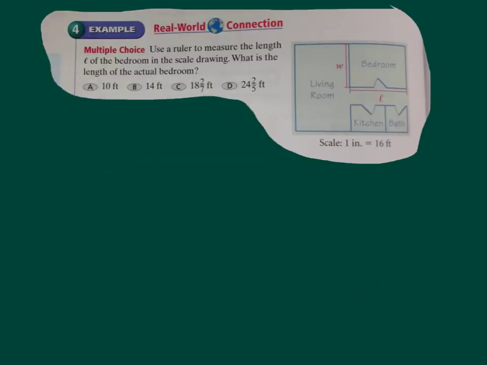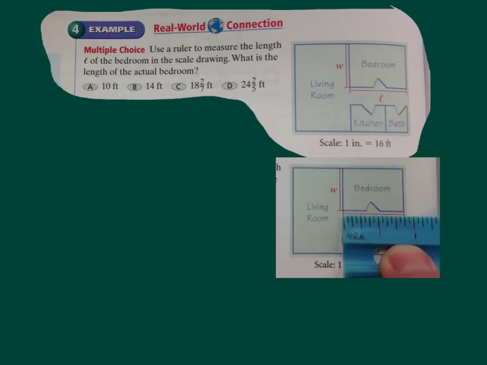Example 3 asks us to look at a scale drawing. Now remember, your scales can be different depending on your figure. It could be 1 inch equals 100 miles, or 1 inch equals a foot, or 1 millimeter equals 1 meter. You have to always check the scale. Example 3 asks us to measure with a ruler the length of the bedroom, L, and then find out what the actual length is using the scale.